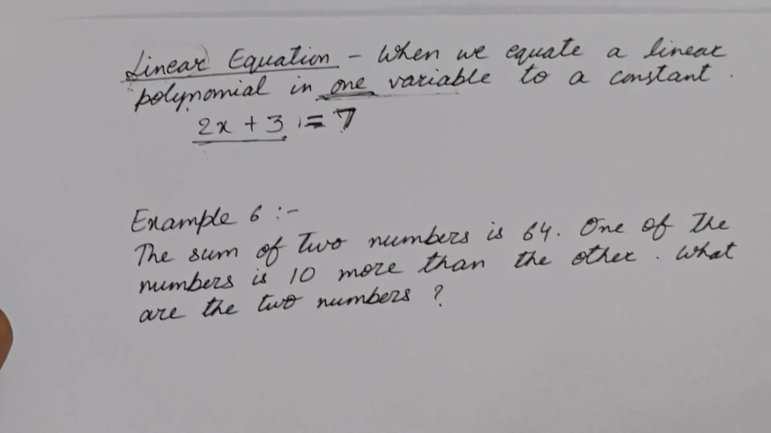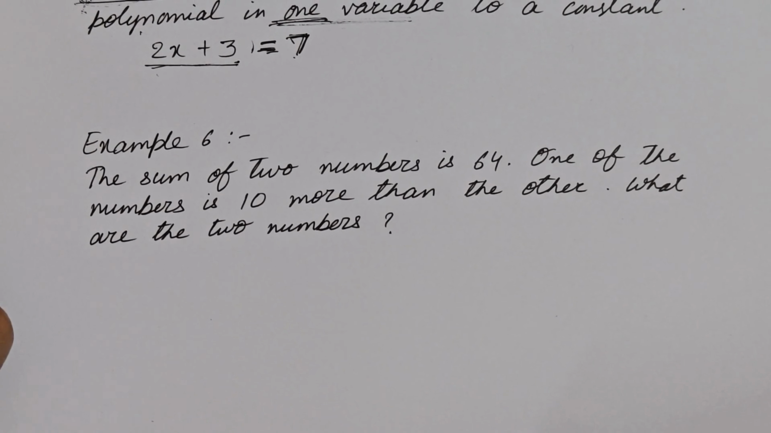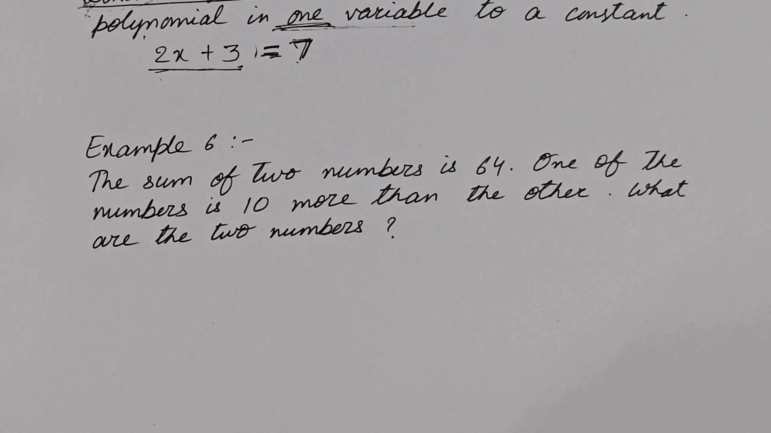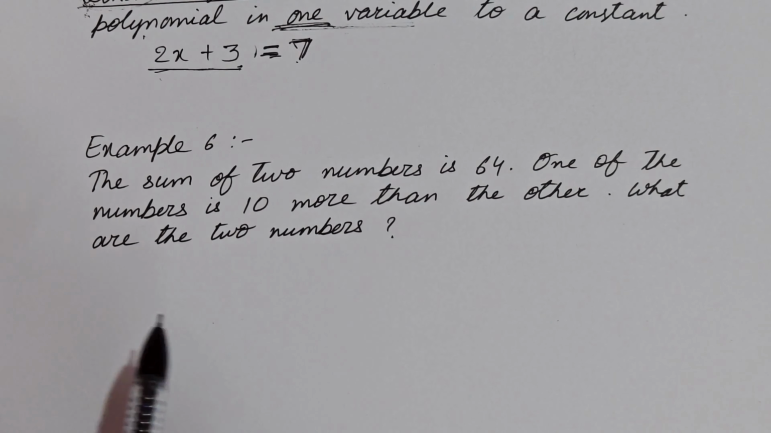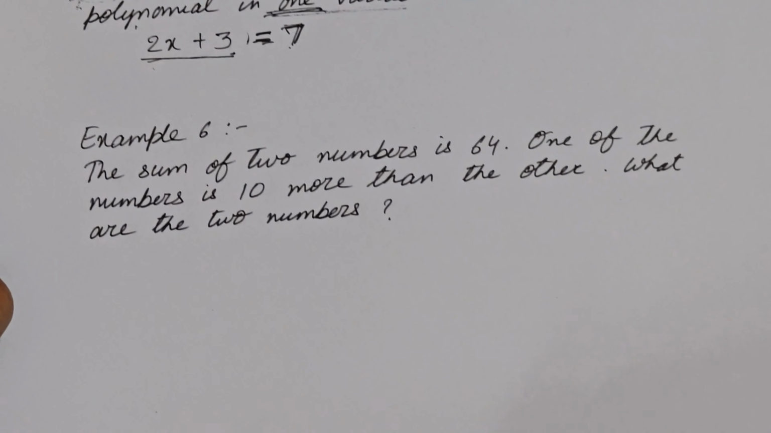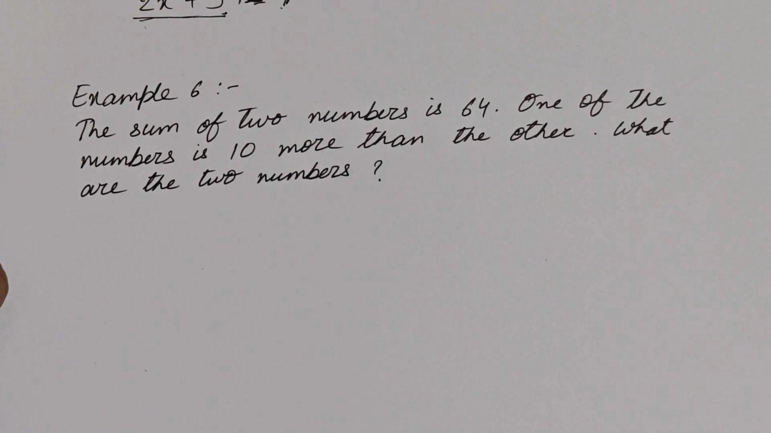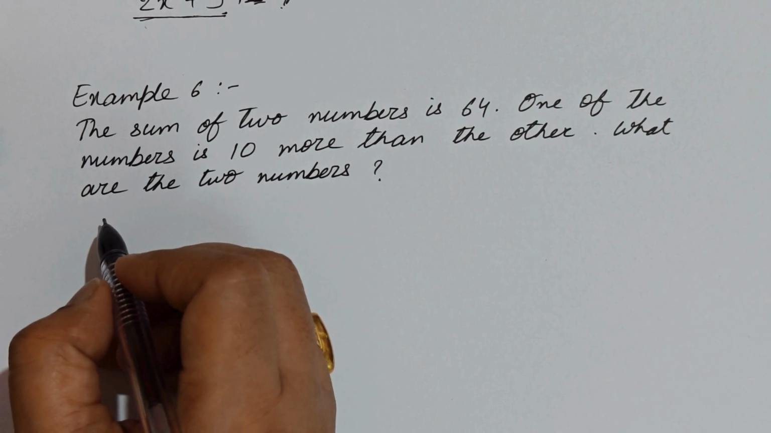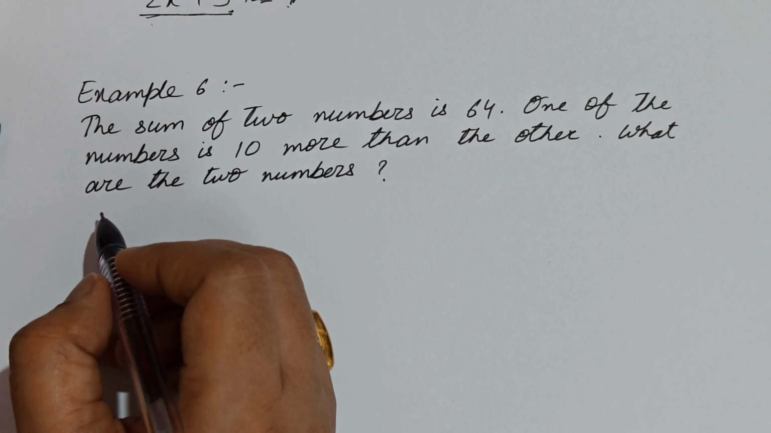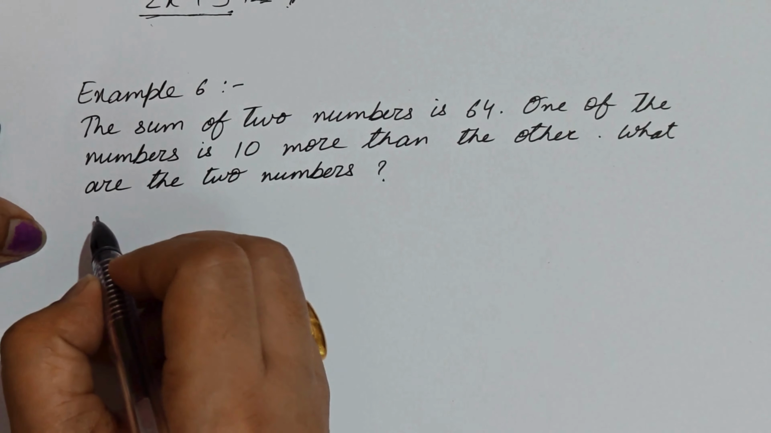On this basis, we will go and solve example number 6 of your book, of this chapter. The sum of two numbers is 64. Sum of two numbers, somewhat addition of two numbers is 64. One of the numbers is 10 more than the other. What are the two numbers? How we will solve this and how we will write, that is most important. Presentation, how to start with the question solution, that is also very important, because you are being marked for every step. So please follow this.